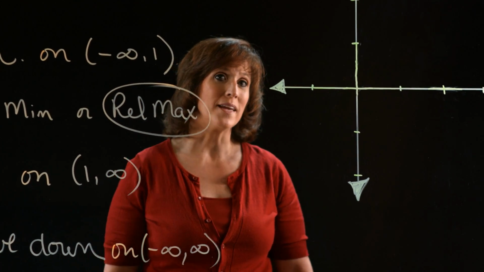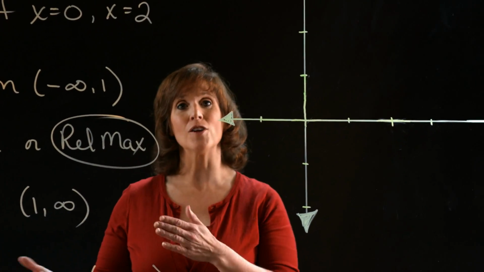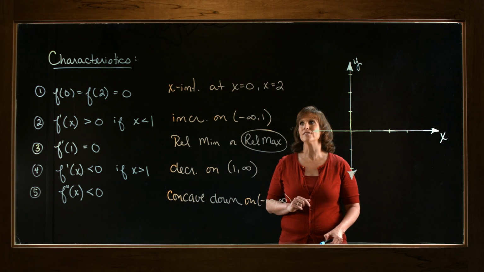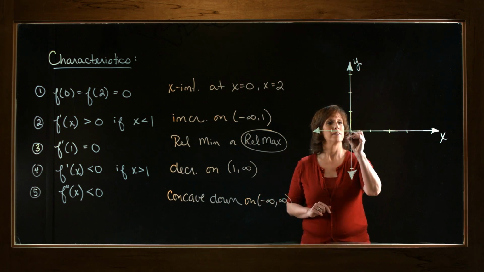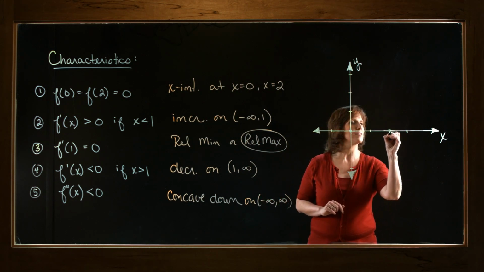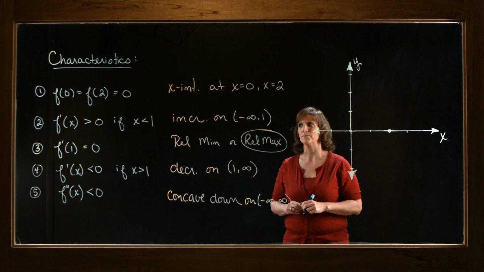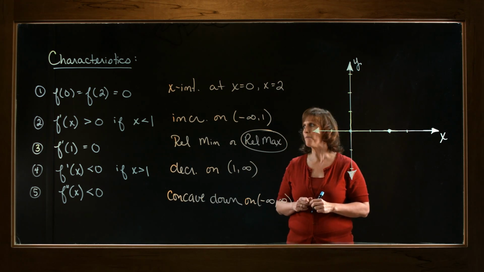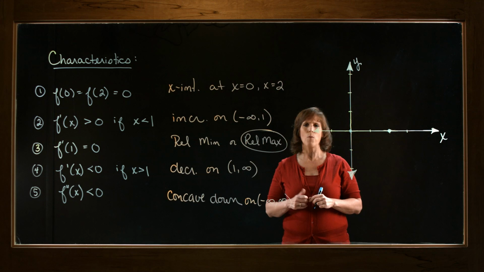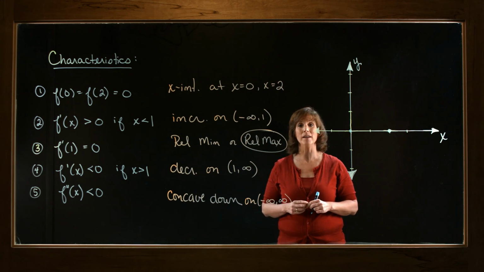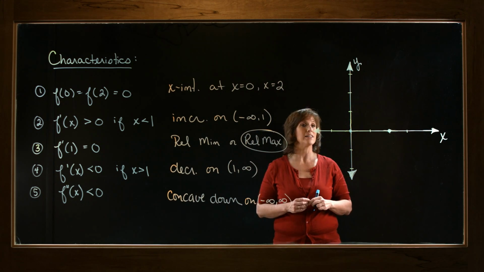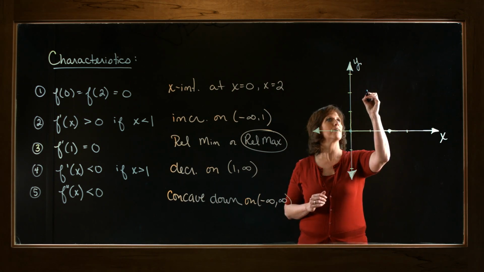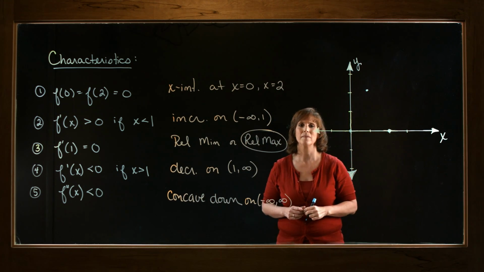So now let's see if we can come up with a graph that fits all of these criteria. So let's start out with x-intercepts at 0 and 2. So I'll put my x-intercepts at those two locations. The next thing I'm going to work on is that relative maximum that happens when x equals 1. I wasn't told what the relative maximum was, so I can put it anywhere I like, as long as the x-coordinate is 1. So let's start out by putting it right here at 2.